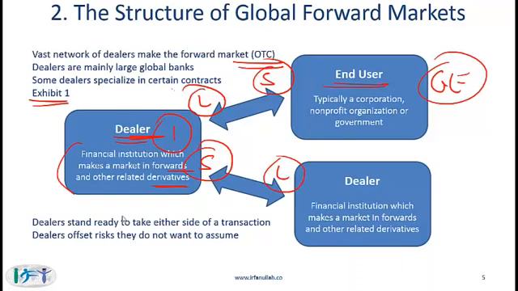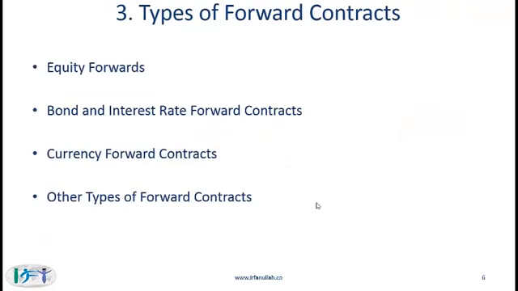So in my example, what dealer 1 has effectively done is offset the risk. And in this particular scenario, dealer 1 did not want to assume that risk. If dealer 1 is fine with that particular kind of risk, then it will not offset. Now we come to section 3, where we will discuss different types of forward contracts.